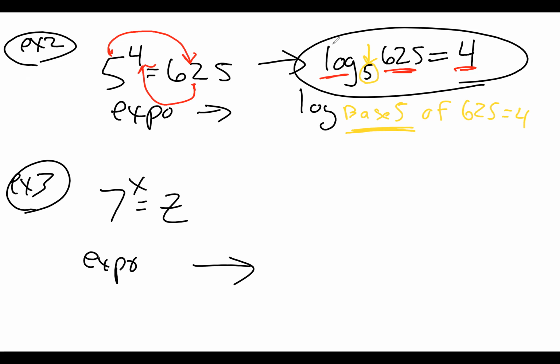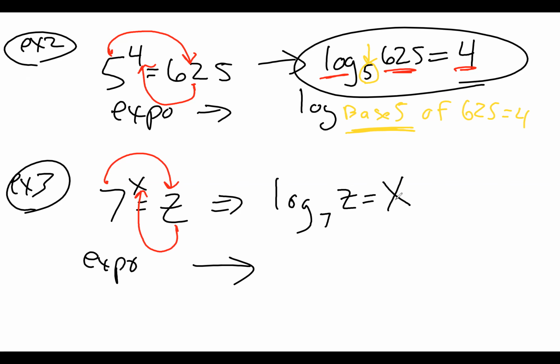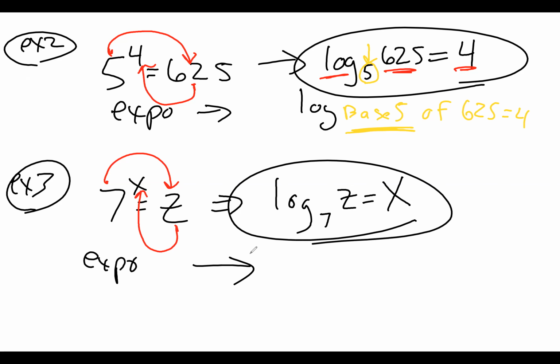So I draw my arrows. Where do I start? 7. Where do I go? C. And I start from Z and I go to X, okay. And so then I say, all right, well, I drew my arrows. And I say, okay, I start with the word log because I know that's where I'm headed. And my base is 7, and my big letter or number here is Z, and then my equal sign, and where do I end? It's that easy, guys. You got it. What do you think?